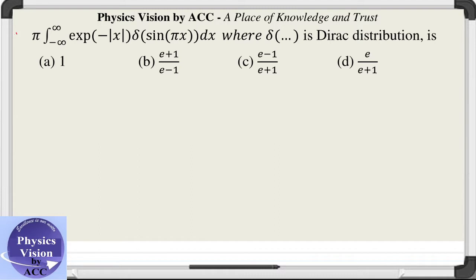The given question is, we need to calculate this integral of pi multiplied with this integral, exponential of minus mod of x, with this delta. Okay, so let's solve this.